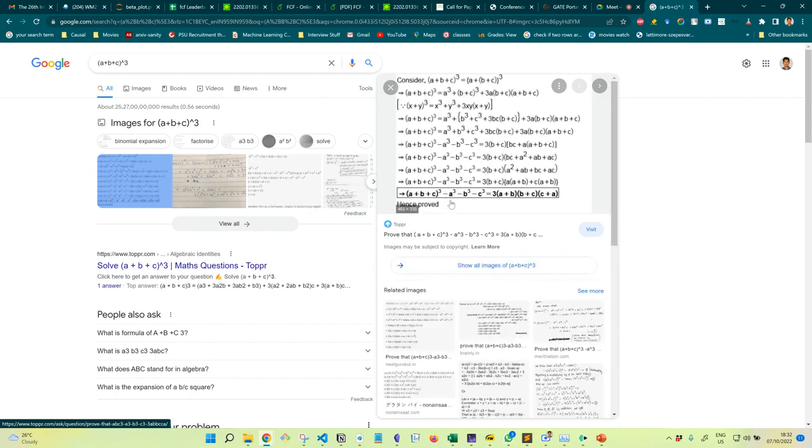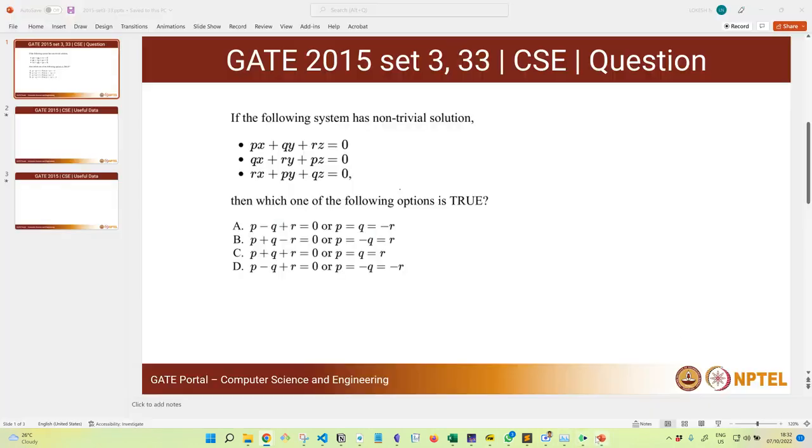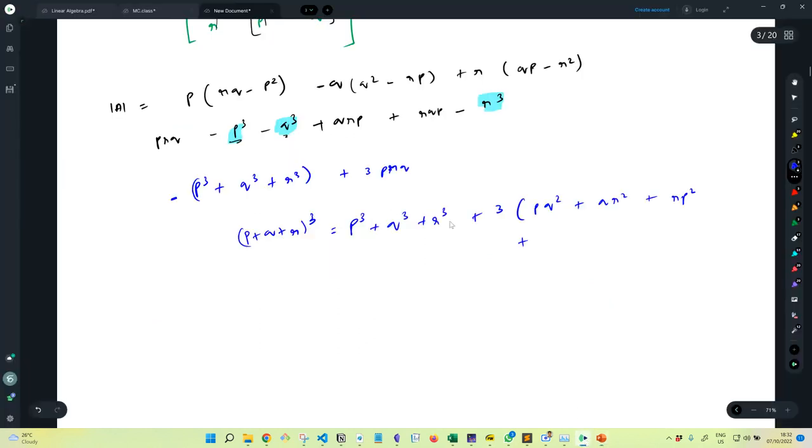Yeah. So basically this is a formula, right? a cube plus b cube plus c cube plus 3ab into (b plus c) into (c plus a). Okay. Sorry. Yeah. So let me make use of the formula.